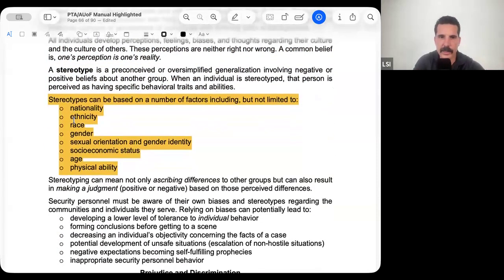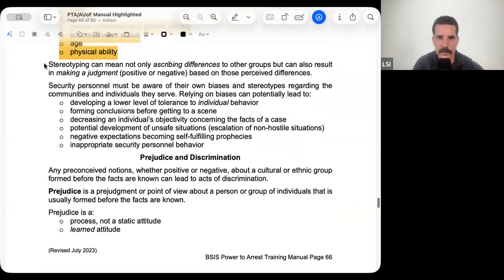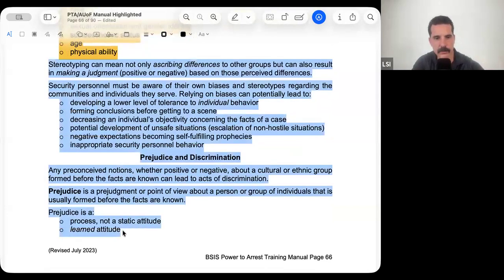All right, and then it goes into stereotypes. We're going to highlight this sentence and all the bullet points that follow, where it says stereotypes can be based on a number of factors, including but not limited to nationality, ethnicity, race, gender, sexual orientation, and gender identity, socioeconomic status, age, physical ability. Highlight that whole thing. And then it continues.